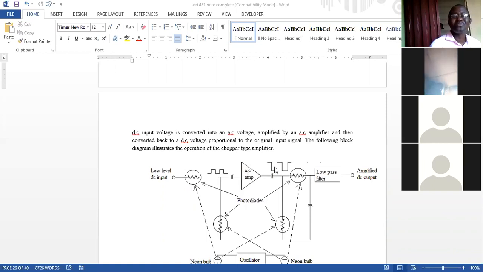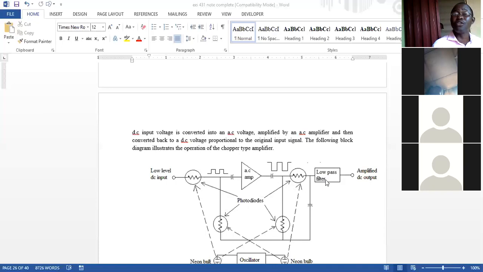Now, after it has been amplified, the signal is converted back through another photodiode into DC again. You can see another photodiode at the output here. That one is taking the signal back to DC. Internally, the device is taking the signal to AC, amplifying the AC signal, then later converting it back to DC. After it is converted back to DC, it is now applied to a low-pass filter.